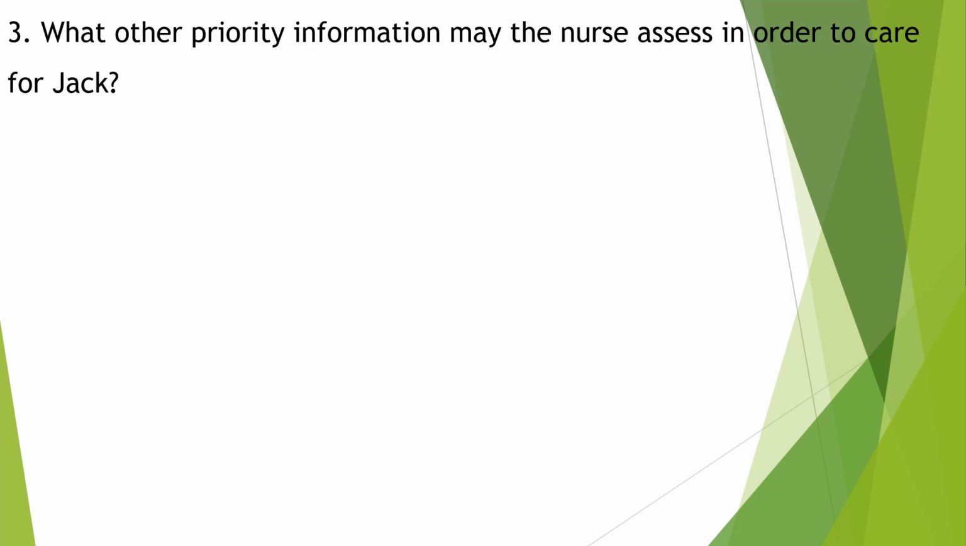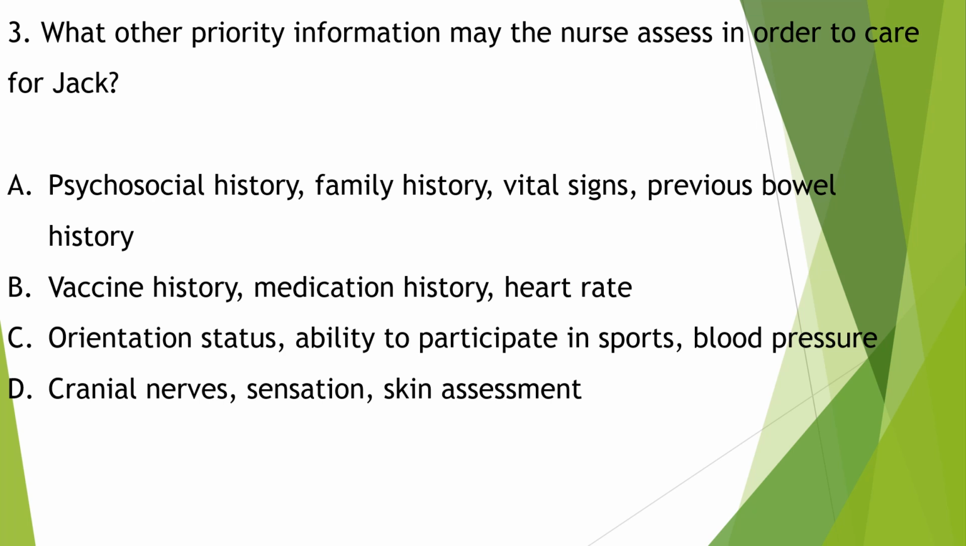What other priority information may the nurse assess in order to care for Jack? Psychosocial history, family history, vital signs, previous bowel history, vaccine history, medication history, heart rate, orientation status, ability to participate in sports, blood pressure, cranial nerve sensation, skin assessment. All of these are important assessments for the nurse.